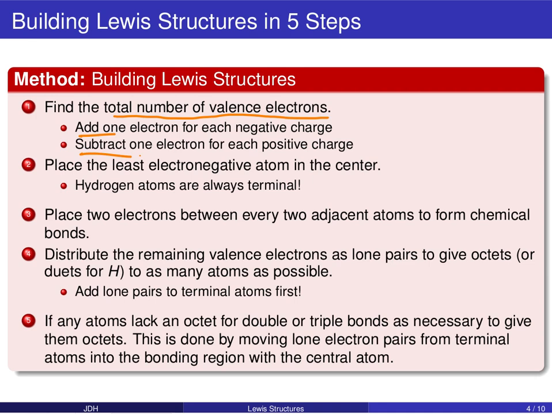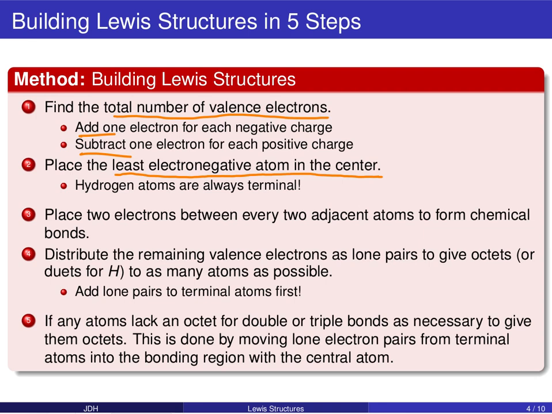All right, once you've added up your total number of electrons, then the next step is going to be to draw an initial outline of how those atoms are going to be arranged in the molecule. And the rule that you're going to use is placing the least electronegative atom in the center. All right, so we're going to have to go back to our electronegativity chart and our electronegativity trends, which we'll recap here in a second. You have to identify that least electronegative atom and plop it right there in the center.